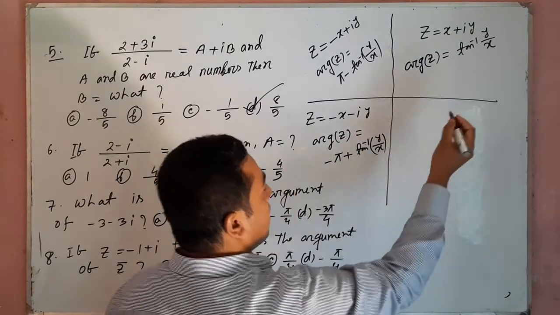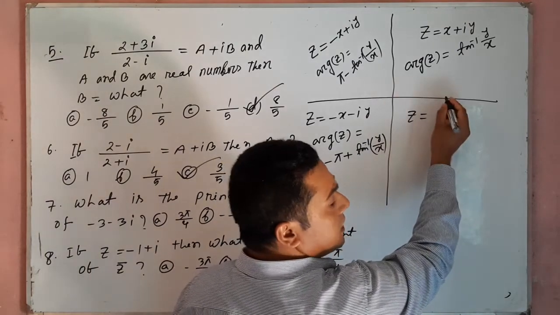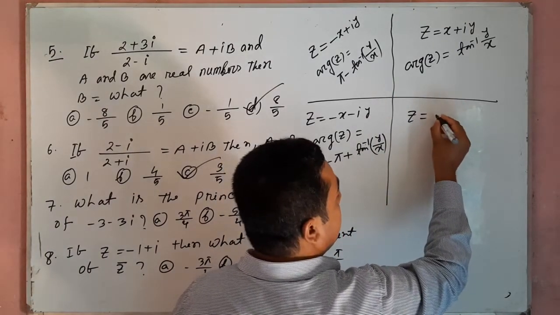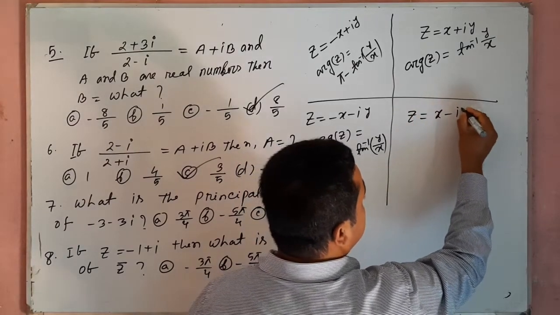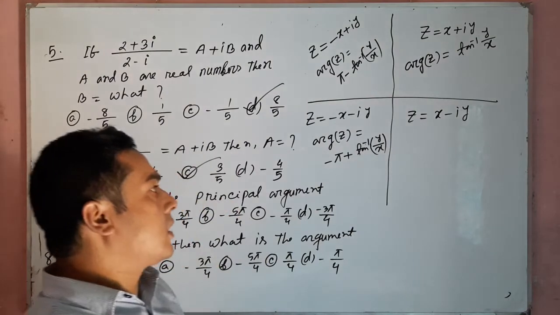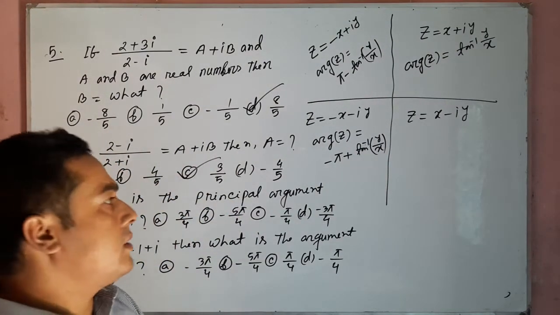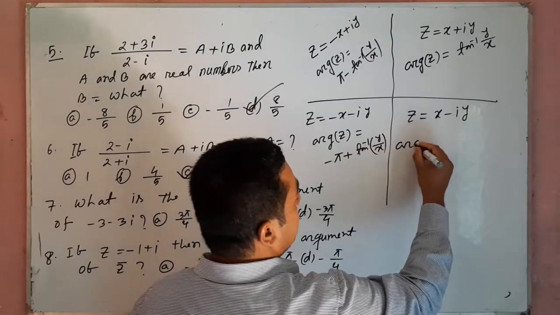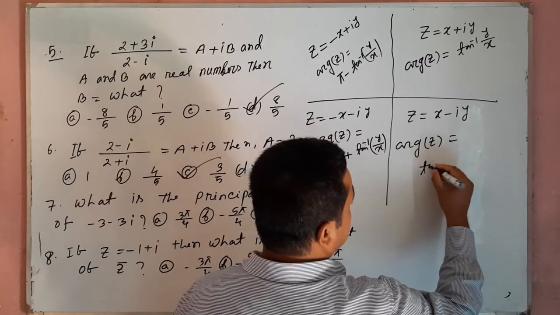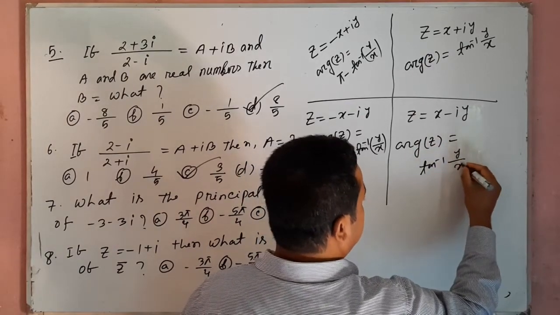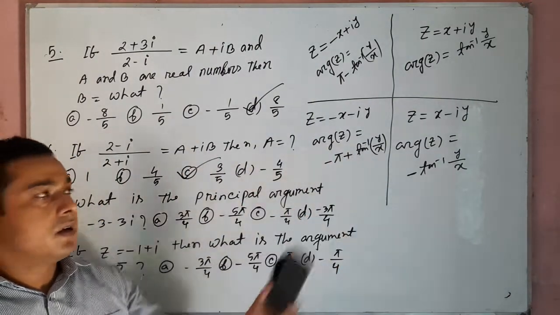If the complex number lies in the fourth quadrant, where x is positive and y is negative, it is x minus iy. If it is in the fourth quadrant, then how can we find the argument? Argument is equal to tan inverse y by x. You just have to memorize this process.